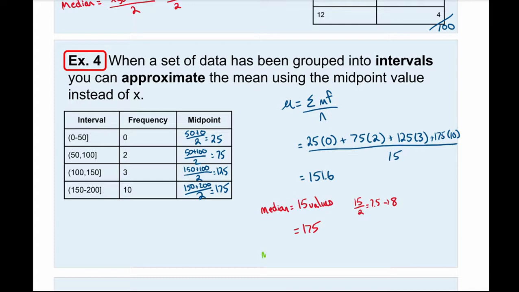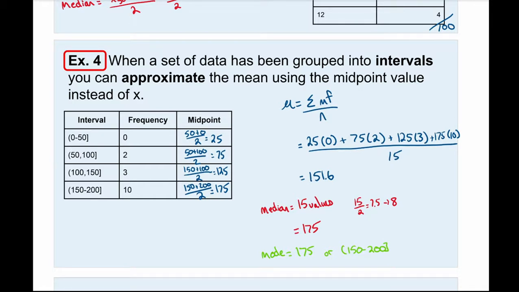Finally, for the mode, I could talk about the modal interval, or if I wanted to approximate, I would say again 175, because that's the one that comes up the most. Or I could say the interval of 150 to 200, similar to what we've looked at previously with the modal intervals in Google Sheets.